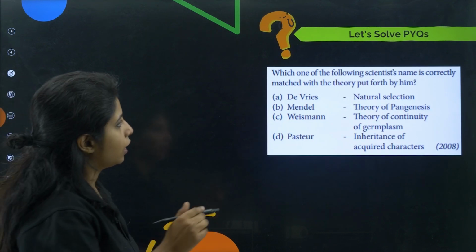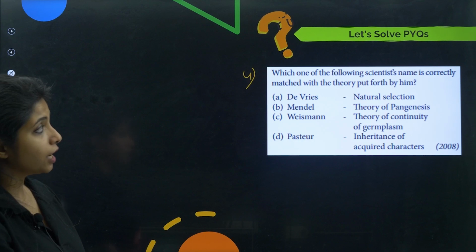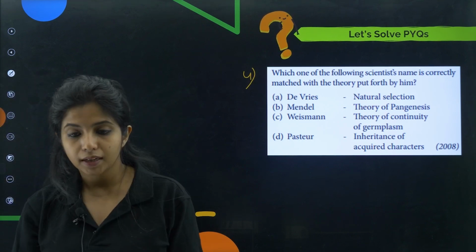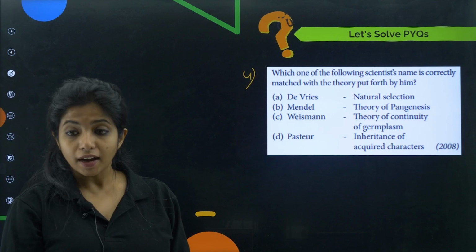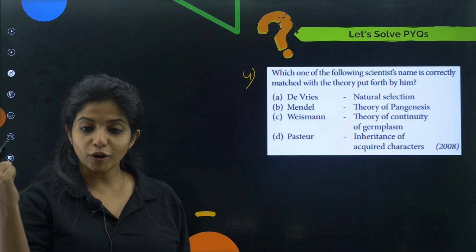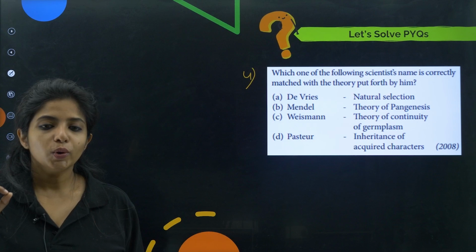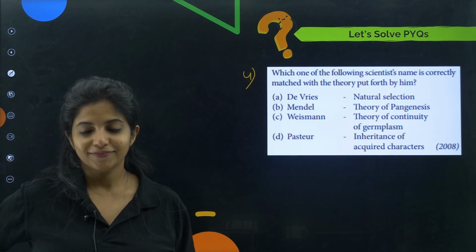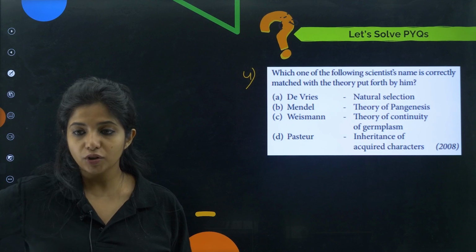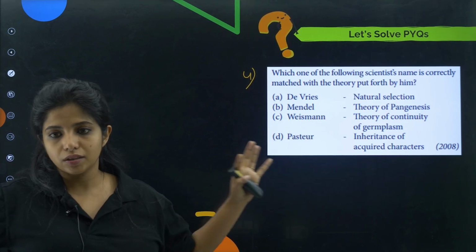Now going ahead, we have fourth question. Which one of the following scientists' name is correctly matched with the theory put forth by him? So de Vries we have, Mendel we have, Weismann we have, Pasteur we have. Again, direct term might not be given to you when I explained it, but if you understood a bit of things, you might be able to give the answer as well. So try it out for yourself. Which one scientist and their theory is correct? That is what is asked in this question.